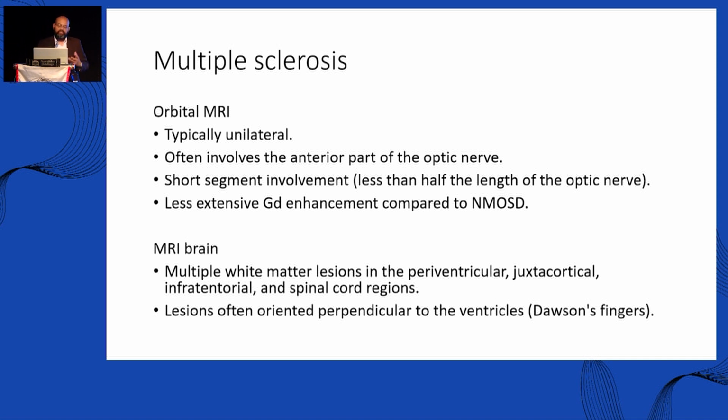And there is less extensive gadolinium enhancement. So the optic neuritis that you get with multiple sclerosis is not as severe as the other entities. And also you look for other imaging features to support your diagnosis, which would be demyelinating plaques, which typically involve the periventricular and juxtacortical regions of the brain, as well as infratentorial regions, and can also involve the spinal cord. And they can also involve the corpus callosum, which are typically called Dawson's fingers.